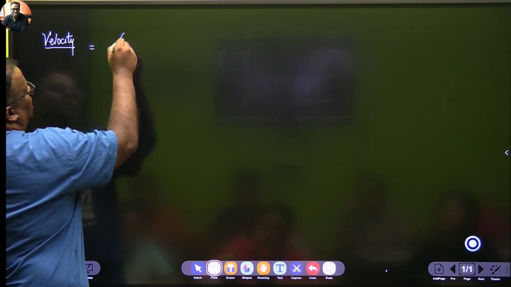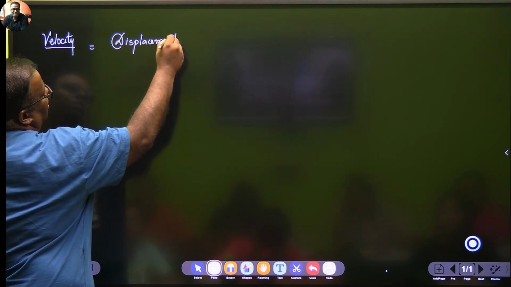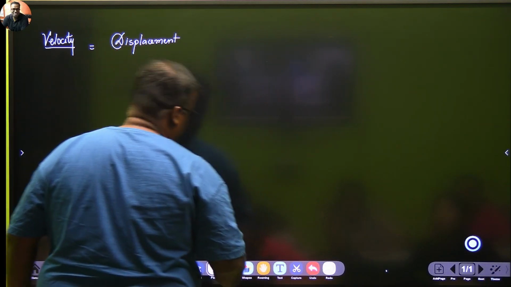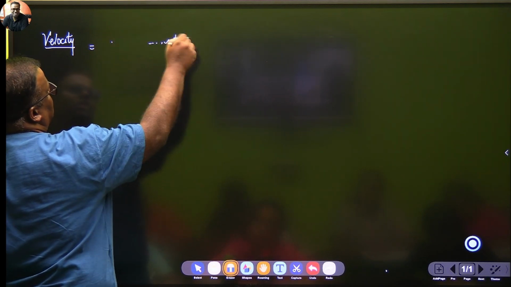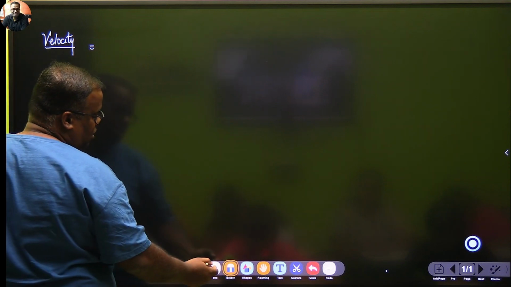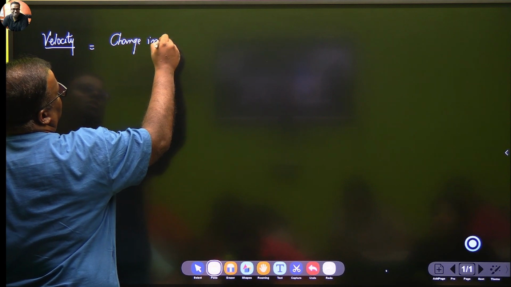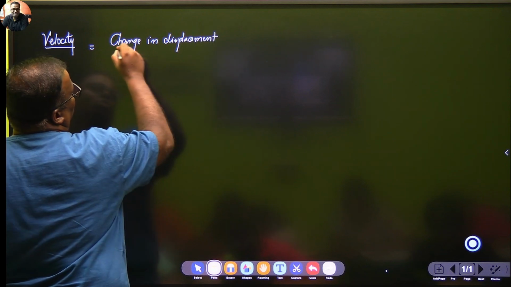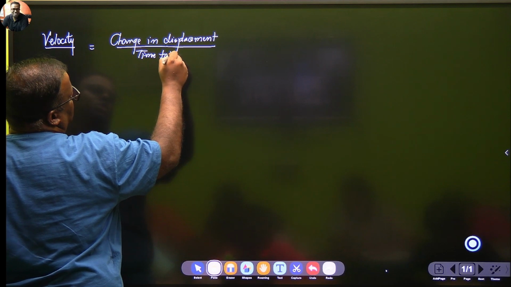So velocity is defined as the ratio of displacement over time. Displacement, rather we should say change in displacement, not displacement. It's change in displacement by time taken. Just like in speed we say distance by time, it's actually change in distance. So velocity is change in displacement over time taken. Okay, change in displacement over time taken.